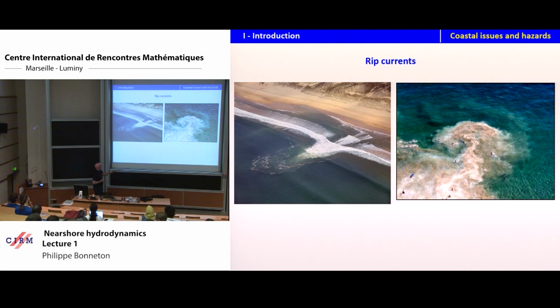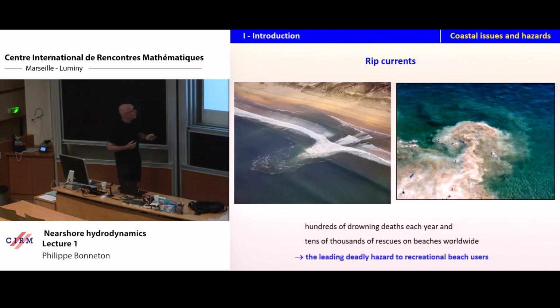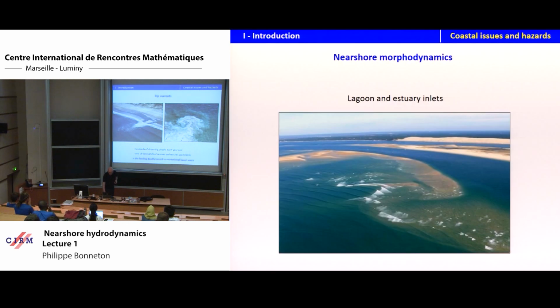Sorry. You can see swimmers, a strong, intense rip current, seaward oriented, and with some vortices. And you can see that swimmers are caught in this rip. It is important to note that hundreds of drowning deaths each year and tens of thousands of rescues on beaches worldwide. So it's a very significant issue. And it is a leading deadly hazard to recreational beach users. So it's a real problem.